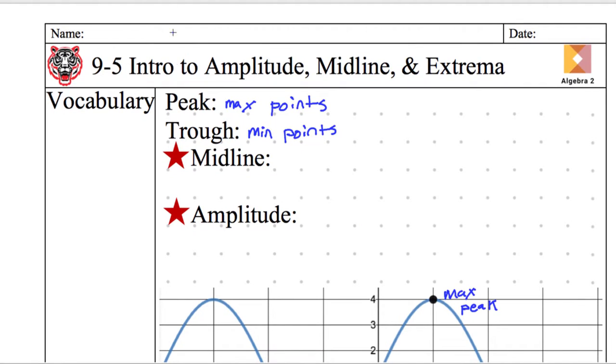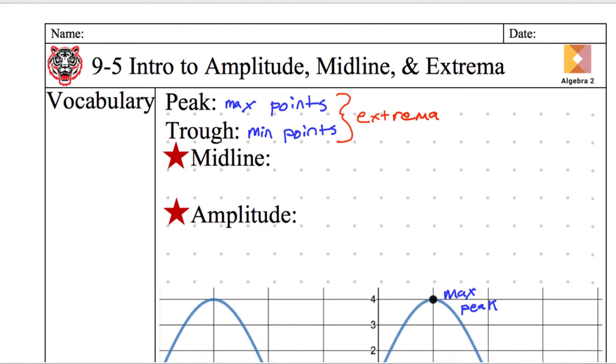So both a peak and a trough, both the max and the min, another word for those is extrema. Extrema. And you talk about extrema all the time in AP Calculus, so it is a very important word to know. Max and min, they are a type of extrema.